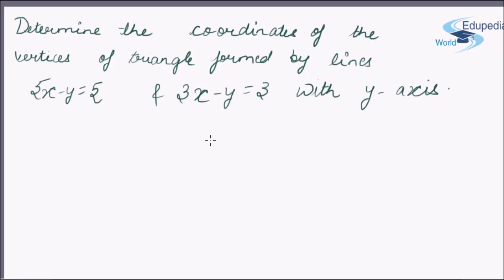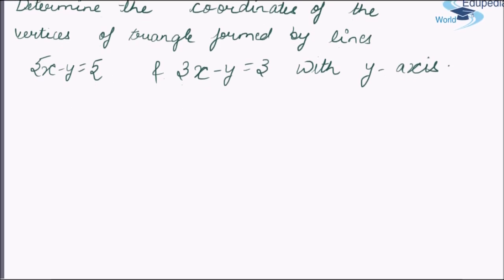In this video, we'll be dealing with some questions on linear pair equations. So here goes the first question. The question says, determine the coordinates of the vertices of a triangle formed by lines 5x minus y equals 5 and 3x minus y equals 3 with y-axis.